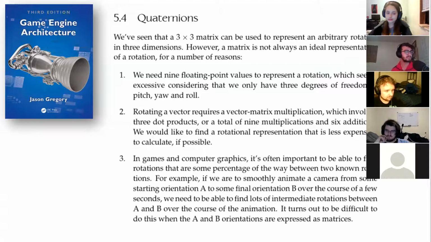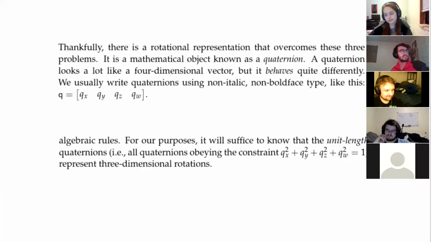Point 3 there has to do with the slerping attributes of quaternions. Ideally, you'd like to be able to interpolate between 2 rotations, and Euler angles don't really let you do that in a neat way. And so he says, thankfully, there's a rotation representation that overcomes these 3 problems. It kind of looks like a 4D vector viewed this way, and it behaves a lot differently, as we've seen. You usually write them as QX, QY, QZ, and QW.